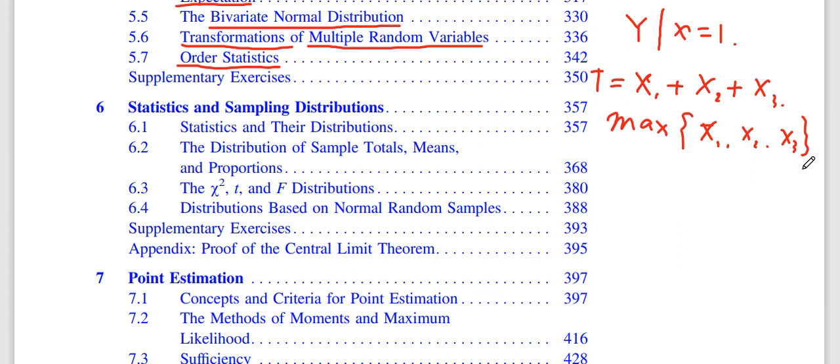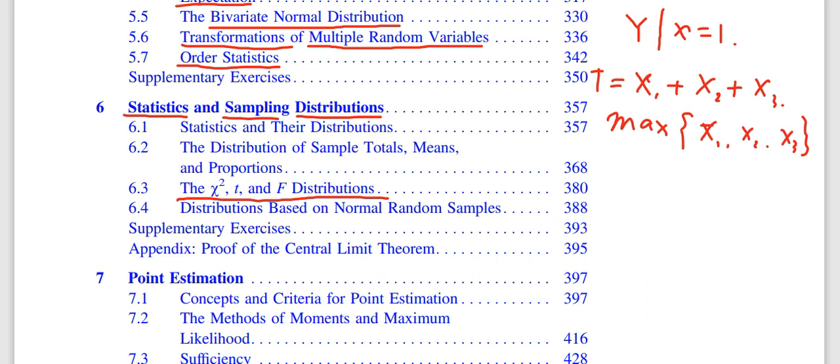So here, chapter 6, statistics and sampling distribution. Here this should be statistical distribution and sampling distribution. I believe we already know, after taking some stats course, we usually need the Z table, T table, F table, chi-square table, right? Those tables are related to those distributions: the normal distribution, chi-square distribution, T distribution, and F distribution.